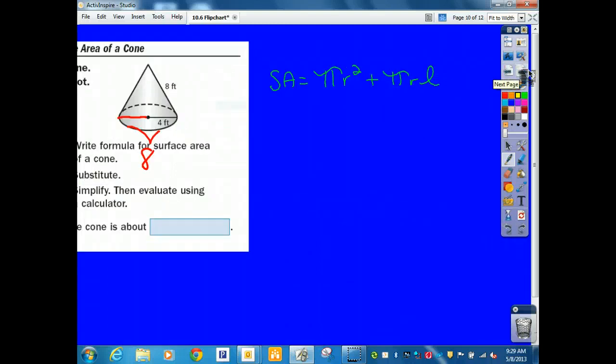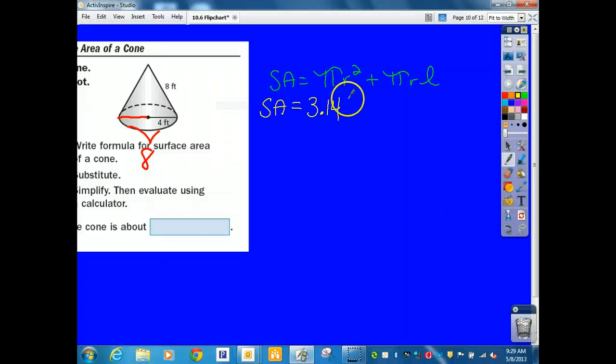Okay. On this example, surface area equals, what is pi? Nice. 3.14. What if it was a fraction? Who remembers pi as a fraction? 22 over 7. Yes, 22 over 7 is what it would be as a fraction.